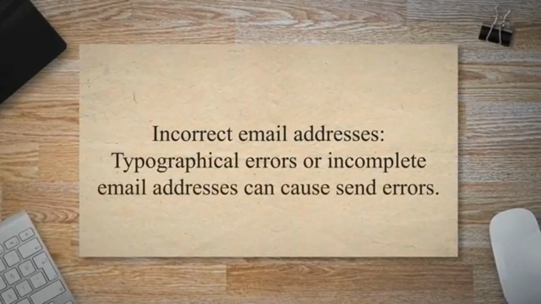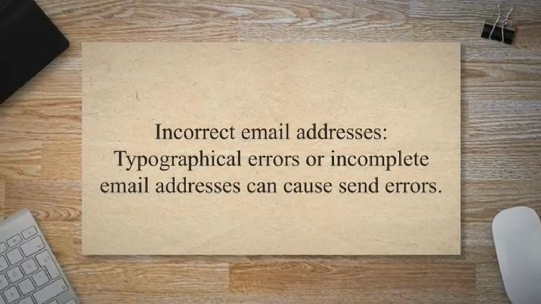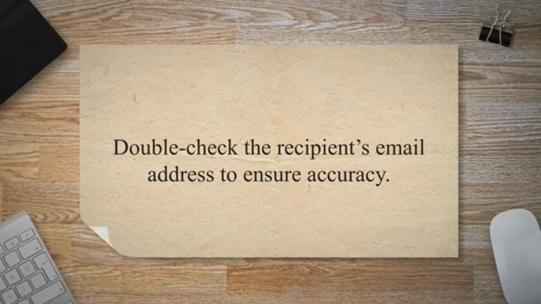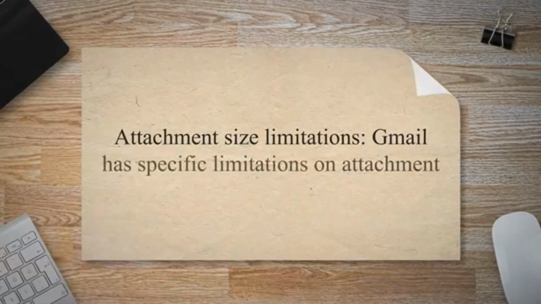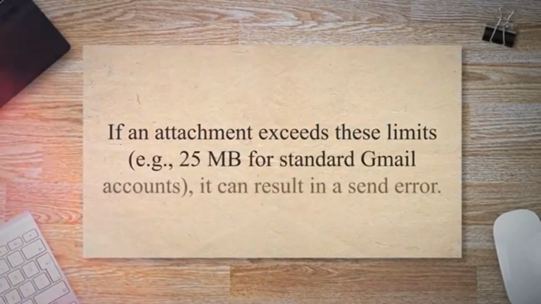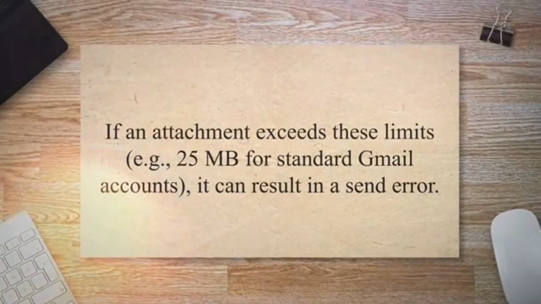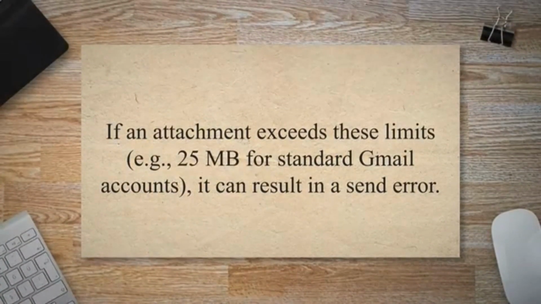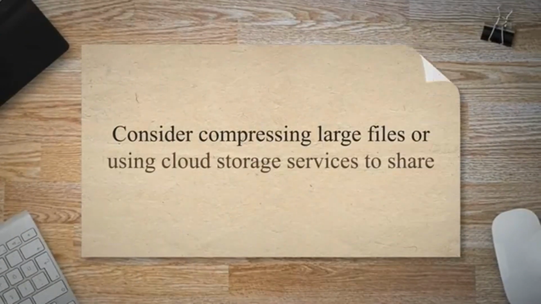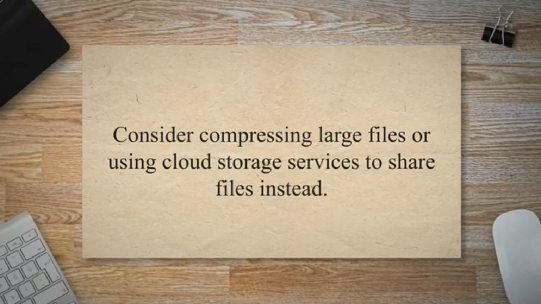Incorrect email addresses. Typographical errors or incomplete email addresses can cause send errors. Double-check the recipient's email address to ensure accuracy. Attachment size limitations. Gmail has specific limitations on attachment sizes. If an attachment exceeds these limits, for example, 25 megabytes for standard Gmail accounts, it can result in a send error. Consider compressing large files or using cloud storage services to share files instead.